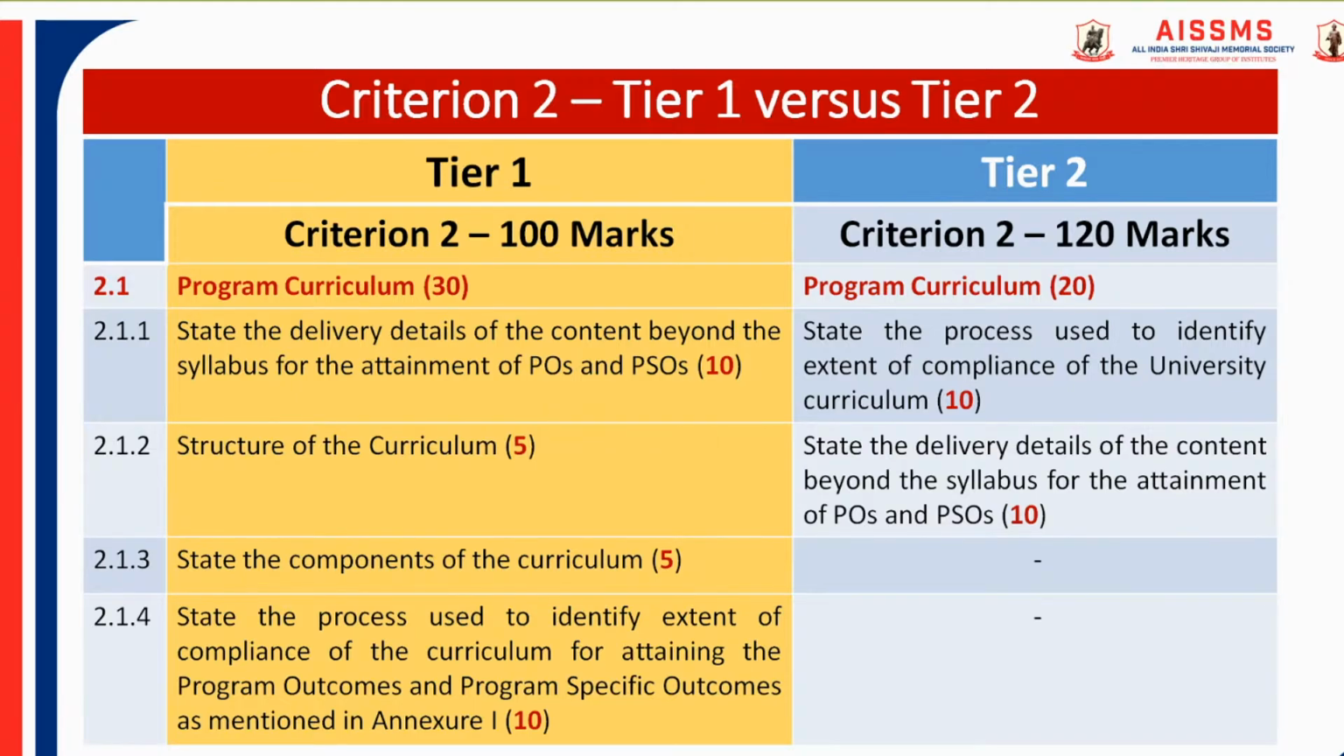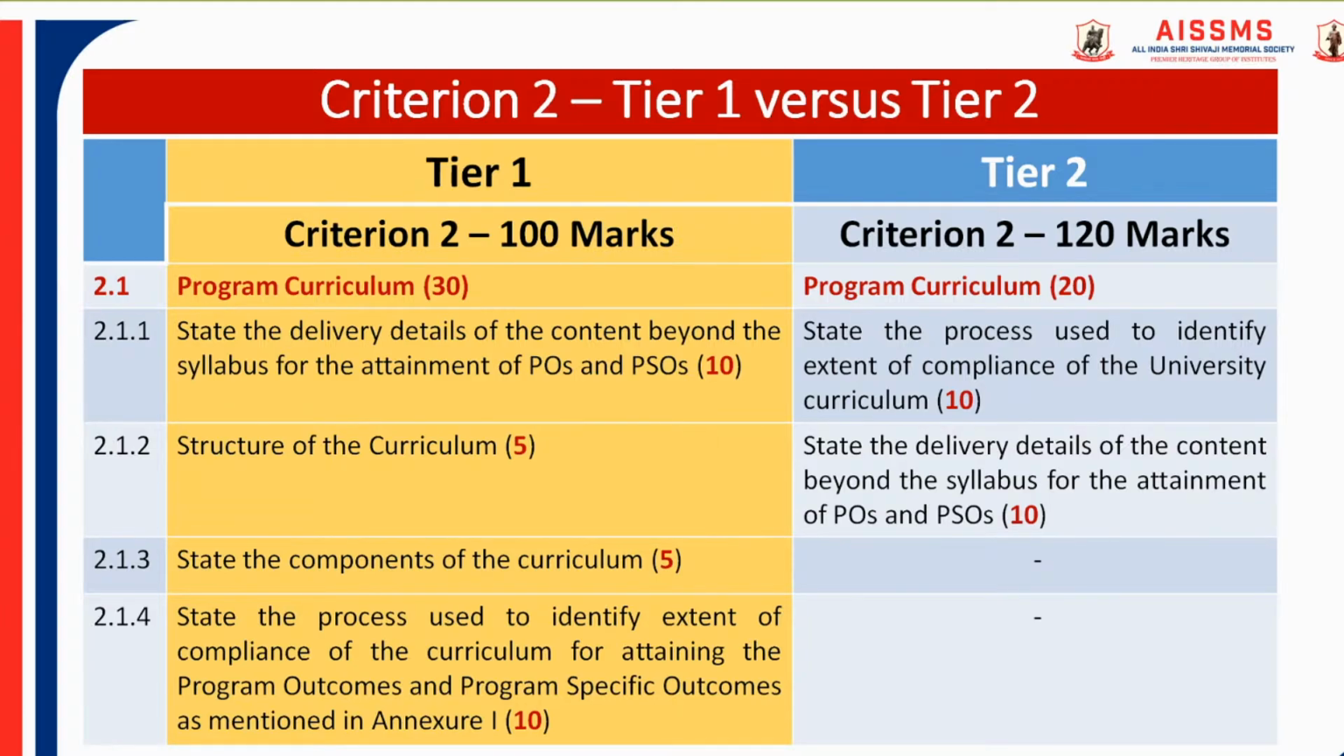So when we talk about the program curriculum aspect, there are 30 marks for tier 1 colleges, and for tier 2 it is only 20 marks. For tier 2, the first point is to state the process used to identify the extent of compliance of the university curriculum. The second is to state the delivery details of the content beyond the syllabus for the attainment of POs and PSOs.